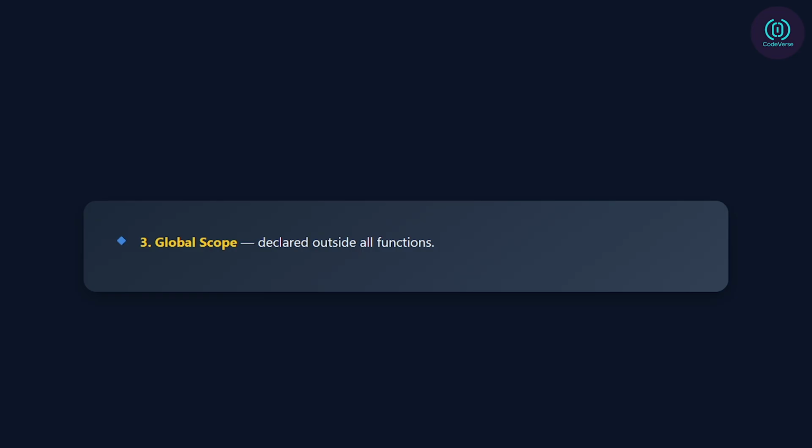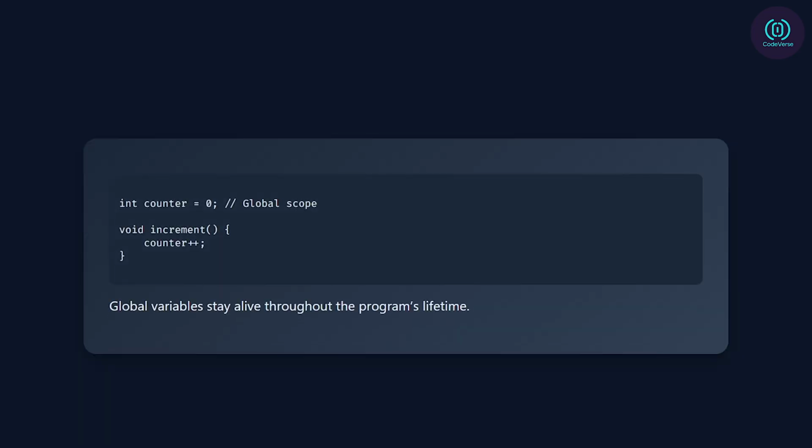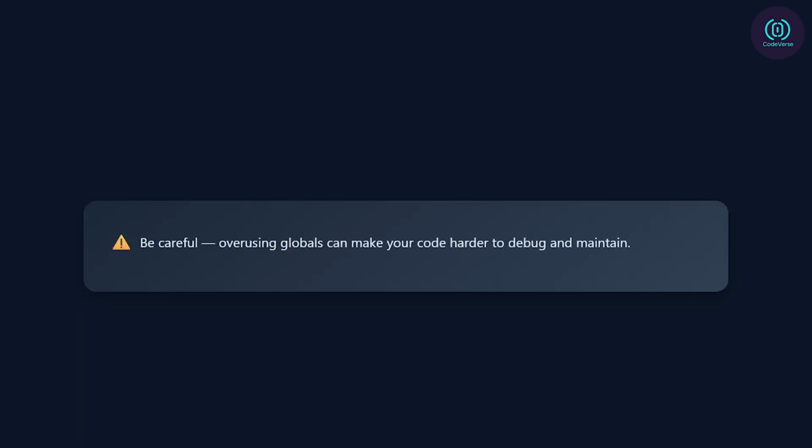They're accessible anywhere in the file, unless shadowed. int counter = 0; global scope. void increment() { counter++; }. Global variables stay alive throughout the program's entire execution. But be careful, overusing them can make your code harder to debug.